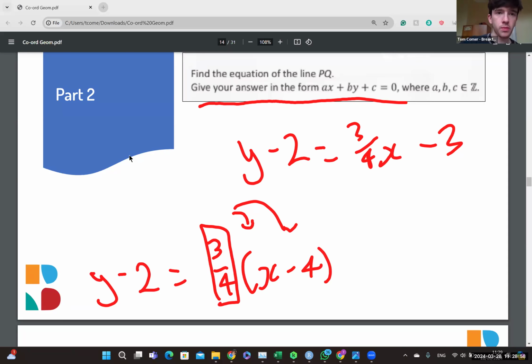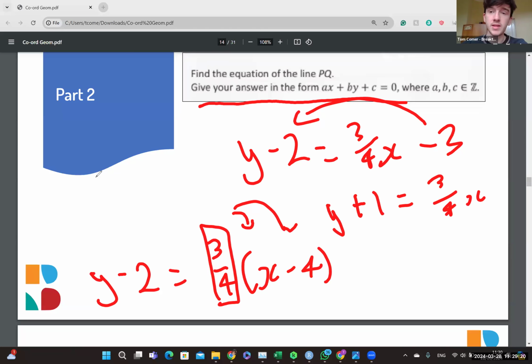I totally understand what you're doing with moving it over the equal sign, but we're going to do that in this next step. So what we now end up getting is we move our minus 3 across, and that gives us y plus 1, because we move our minus 3 across to give us plus 3, and that's going to be equal to 3/4x. But we know the format which we need this in. We need it all to be on one side, and we need each of these to be integers. So we move our 3/4x across, so we get y minus 3/4x plus 1, and I multiply everything by 4 to get rid of my fraction. So I get 4y minus 3x plus 4 equals 0.